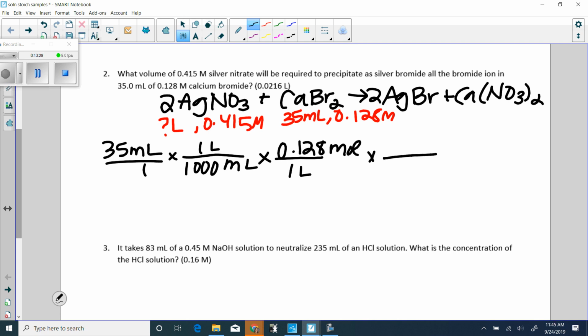Once we're at moles, then we do our mole ratio. Our mole ratio is always our unknown over our known. So 2 silver nitrates for 1 calcium bromide. You're going to stop here. I don't want grams. Grams isn't going to get me to volume, so I don't need to do my molar mass part. So go ahead and push those buttons right now, and then I'll tell you what's next. Although you might figure it out. We're multiplied by 8.